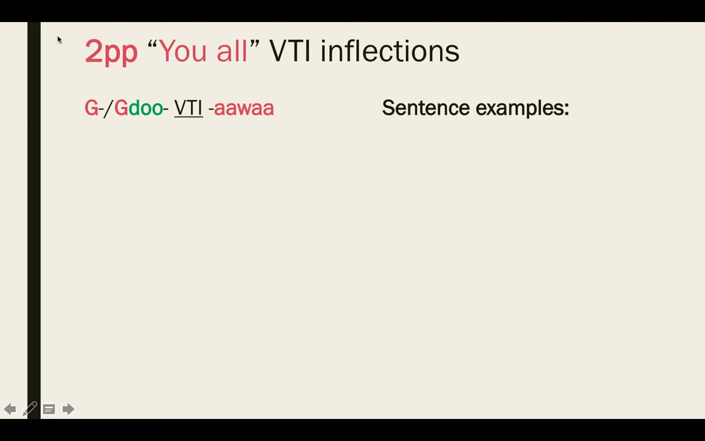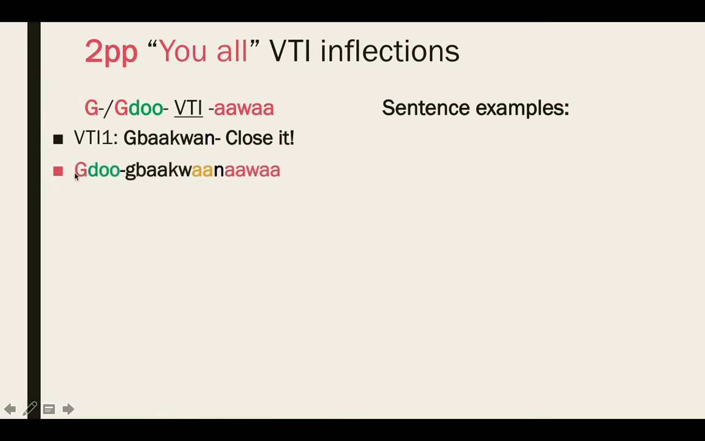So like we said before, we're going to be using a lot of these same prefixes and then changing up our suffixes. So second person plural, that's the you all. We're going to have a g or gdo in front and then an awa at the end of our verb. So we're going to use gabakwan again for close it. So for you all are closing it, we should be writing gdog bakwa nawa. Just like that. So that's how we would say you all are closing it.